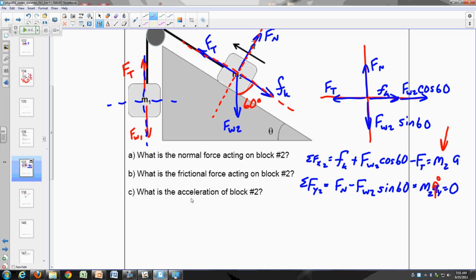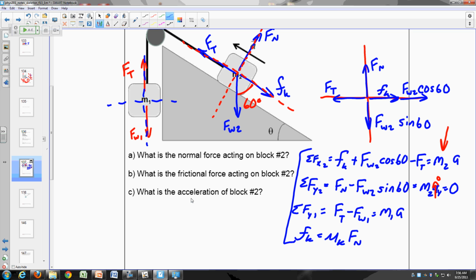And then I have the sum of the forces in the y direction for block 1. It's going to be Ft minus Fw1 equals M1 A. All right. I can also write another equation. We'll just write it here. It's Fk is equal to mu k times Fn.